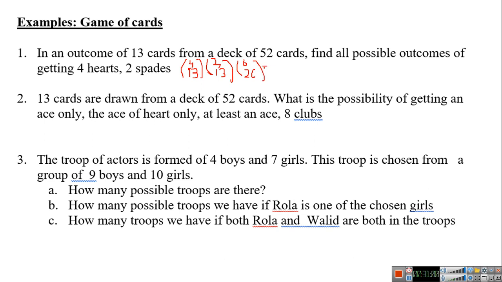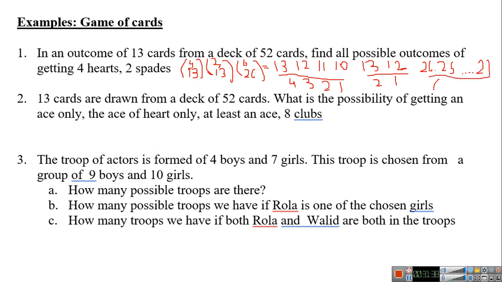I'm going to write one of them. 13 times 12, times 11, times 10. This is arrangement, but since it's combination, I put 4, 3 times 3 times 2 times 1, and then I have 2 out of 13: 13, 12 over 2 times 1, and here 26, 25, till where? 24, 23, 22, 21. I have 6 over 6, 5, 4, 3, 2, till 1.